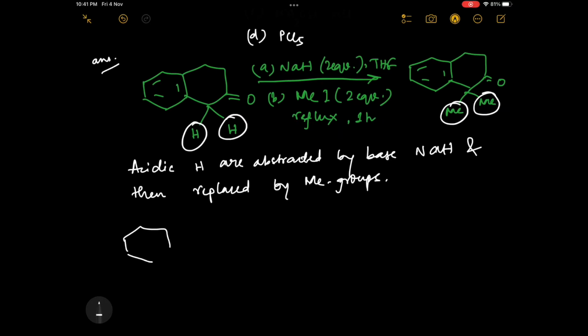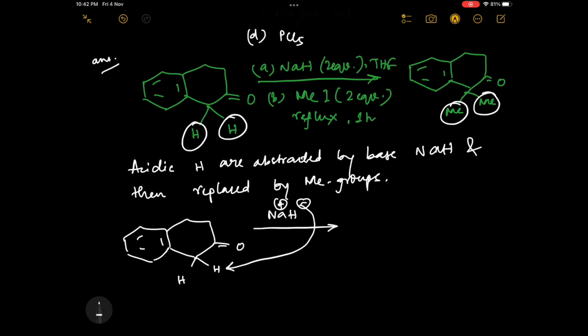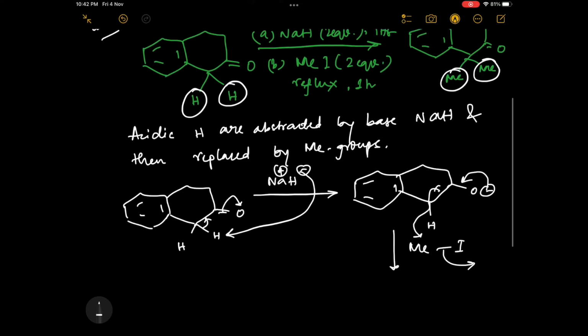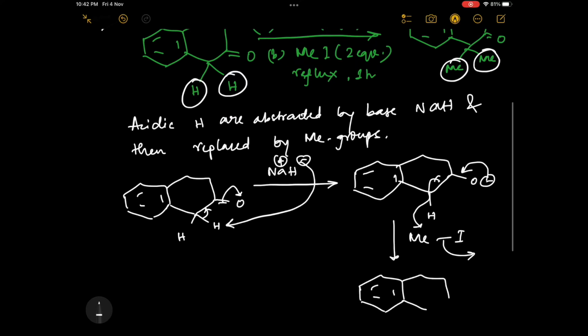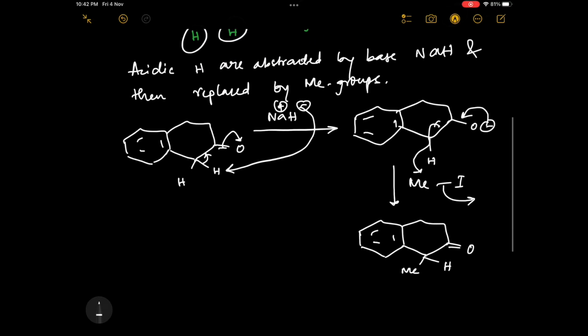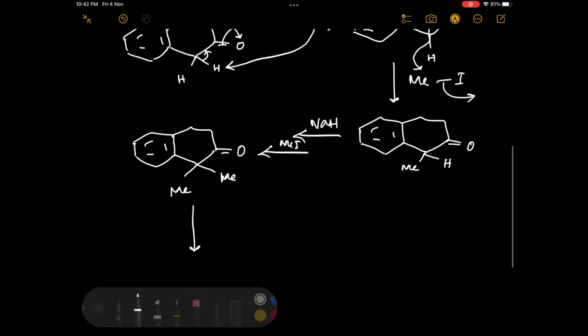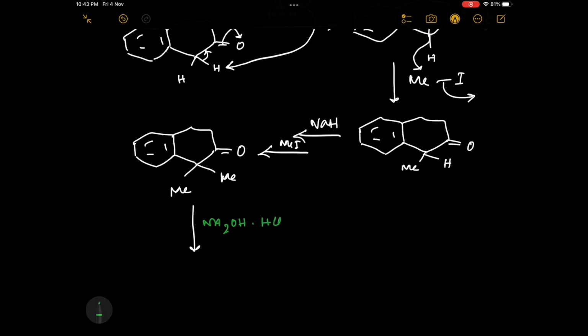So this step happens in subsequent reactions. In the first step one proton is abstracted by the hydride of one equivalent of the NaH, and then methyl iodide attacks after the formation of an enolate. This forms the first methyl substitution. After that, once again NaH and MeI with a similar mechanism form the another methyl substitution. So we get the dimethyl substitution over the two protons that are present there.